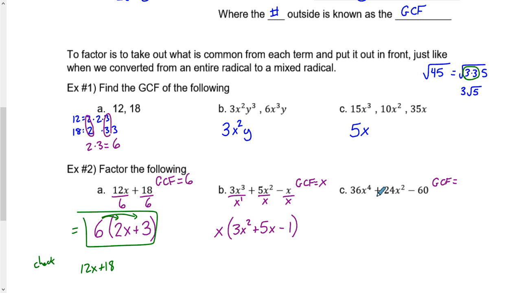Our greatest common factor between 36x to the power 4 add 24x squared subtract 60, the only thing common is 12. There's no x's that are common. So if we divide each of our terms here by 12, we put that 12 out in front. Again, factoring, we take that number and put it in front. We'd be left with a 3x to the power 4, adding 2x squared, subtracting 5.